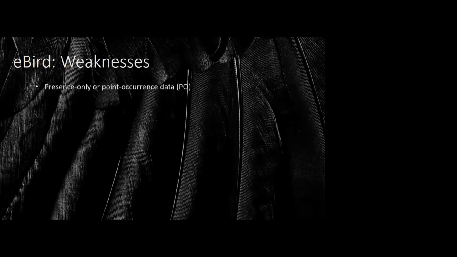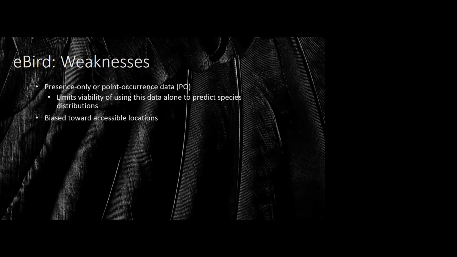Some of the weaknesses for eBird, in terms of the data collected: eBird is what's called presence only or point occurrence data. That means if you don't see a bird in an area, it doesn't mean that the bird isn't there. It just means that you didn't happen to see the bird. And that limits the viability of using eBird data alone to predict species distributions.